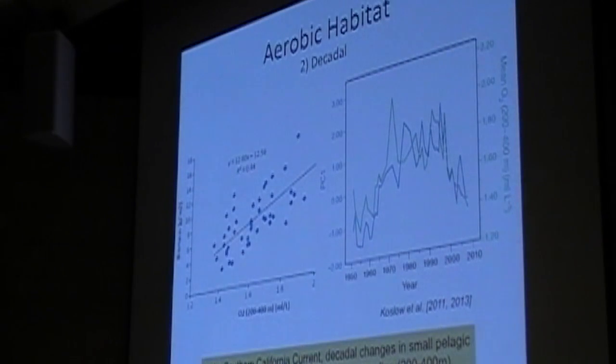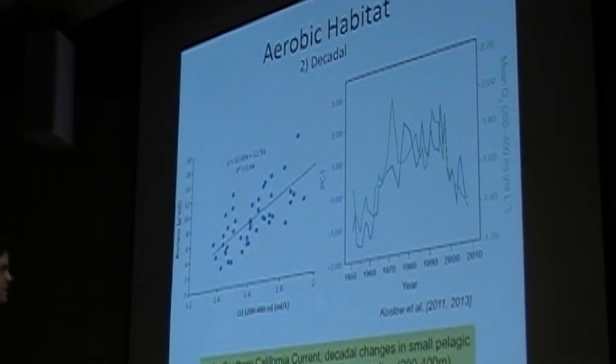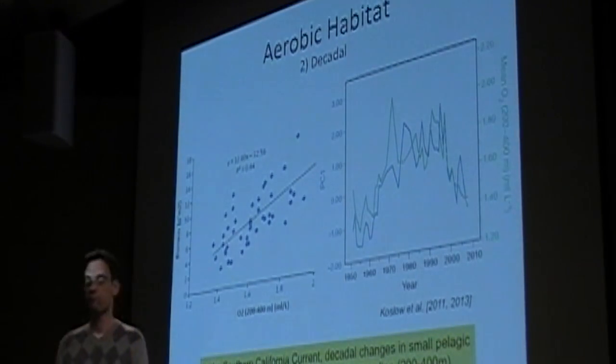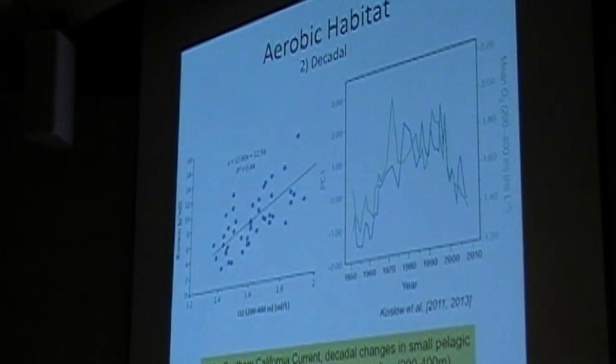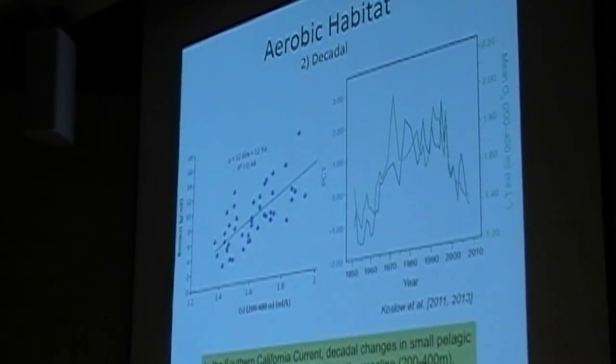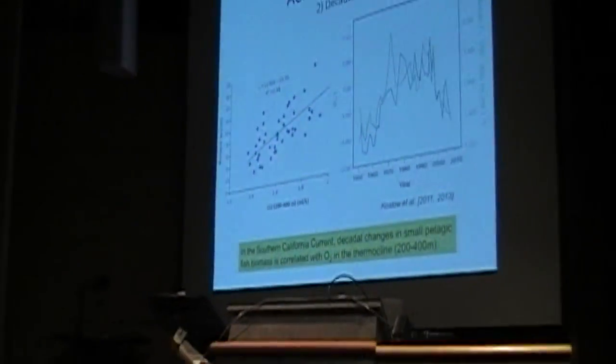And furthermore, the variations in both properties have a very pronounced decadal pattern to them, in which oxygen was relatively low in the early part of the CalCOFI measurement program. It increased into the 1970s and 80s and has subsequently declined in the recent couple of decades. So there's, let's say, circumstantial evidence for oxygen having a very important control on the abundance of fish biomass in the Southern California Current.